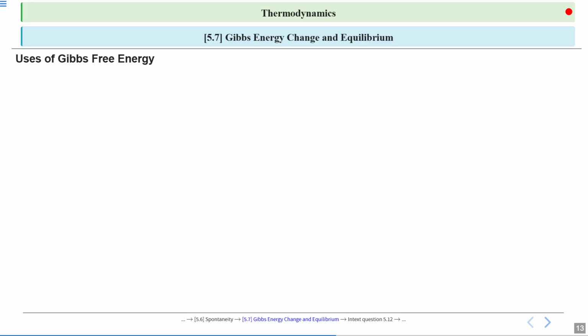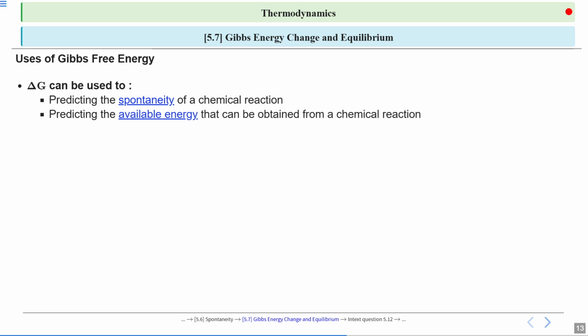Next, we will move on to uses of Gibbs free energy. So delta G can be used for several things, and it's the most important part. We have seen that it is helping us decide the spontaneity, as well as the temperature at which the reaction will be spontaneous. So first, we got the prediction of spontaneity. Then we got how much energy is available for the reaction to be carried out. Then third, we got at what temperature the reaction will be favorable.